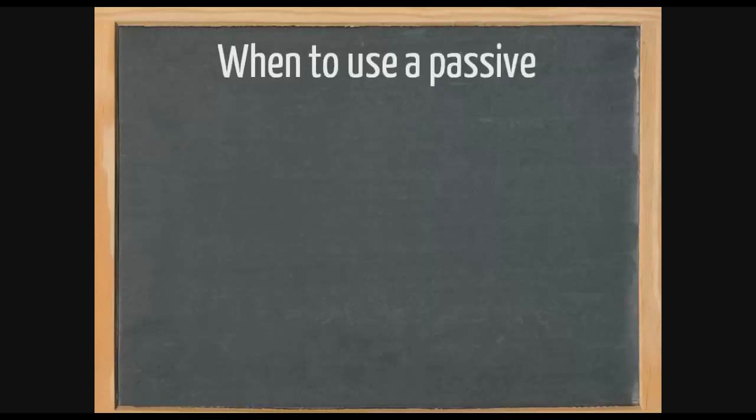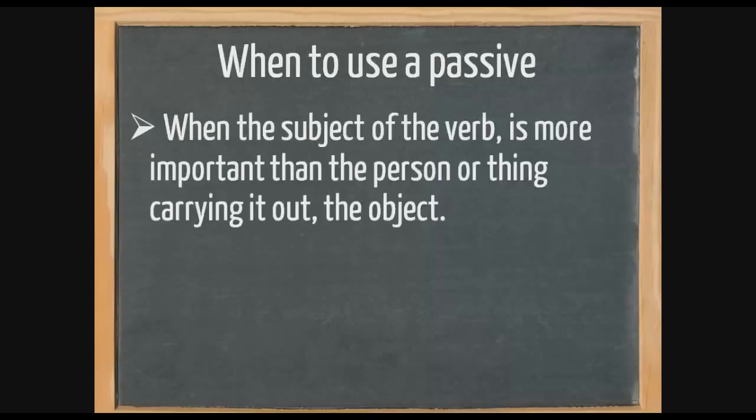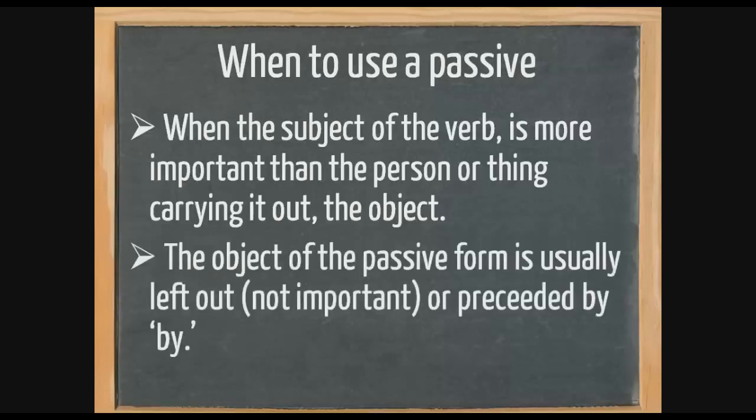Now, when do we use a passive? I'm going to tell you some technicalities. Be not alarmed, the passive is not hard, but there are some things that you need to know. We use a passive when the subject of the verb, so in the example before, is more important than the person or thing carrying it out. So in the example before, the door was more important than me closing it. The object of the passive form is usually left out because it's not important, or as in my example, it's preceded by the word by.